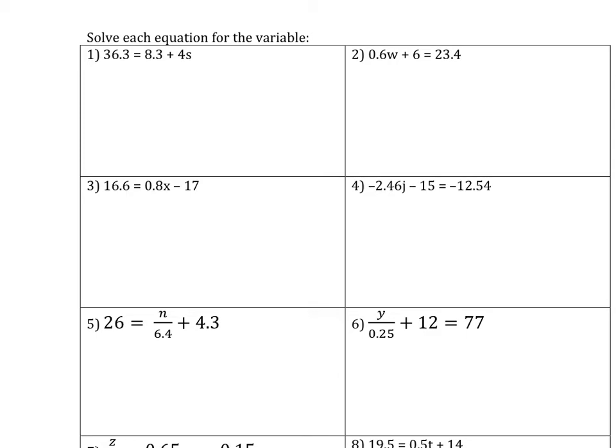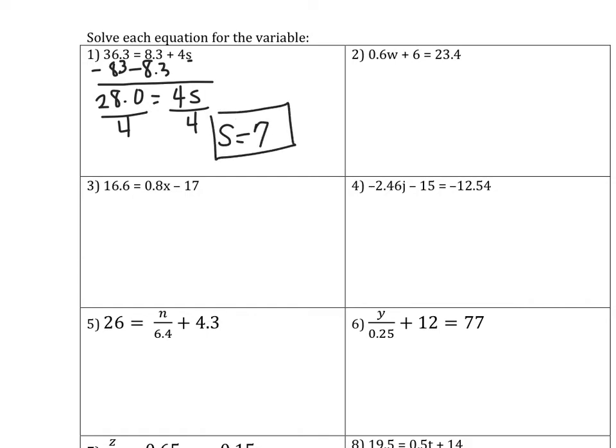Let's do a few more practice problems. We want to solve each equation for the variable. Number 1, we're going to start by subtracting 8.3 from both sides. And again, that's to get the variable, which is s, by itself. And so when we subtract this, we're going to get 28.0 equals 4s. Divide by 4 on both sides, and that gives us s equals 7.